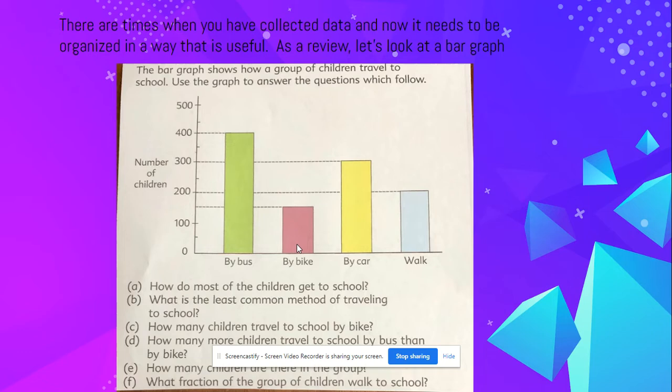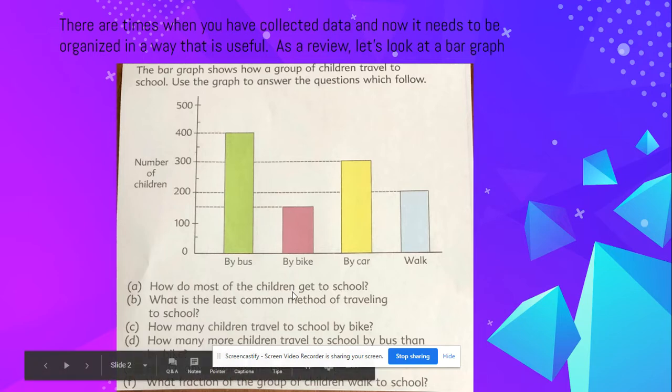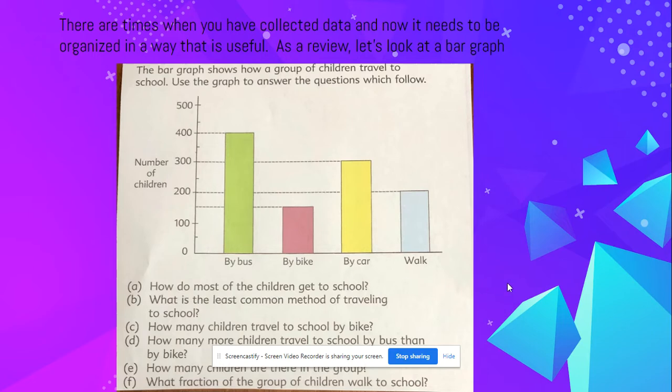So now let's take a look at the questions. How do most of the children get to school? Most of the children get to school by bus. Again, referenced by our tallest bar. What is the least common method of traveling to school? So you're going to look for your shortest bar, which is a bike.